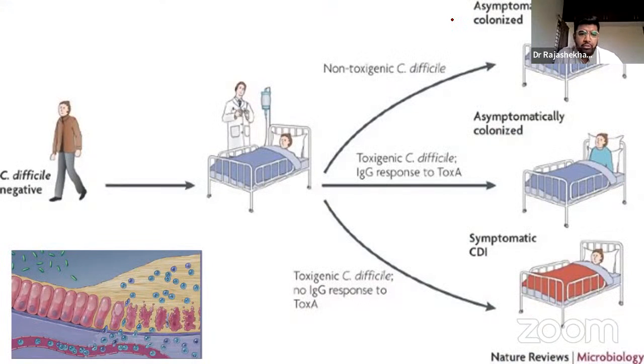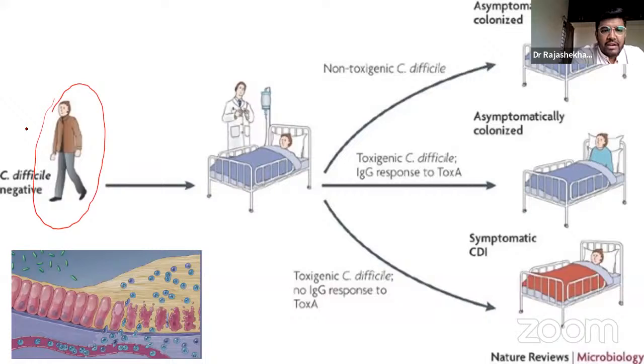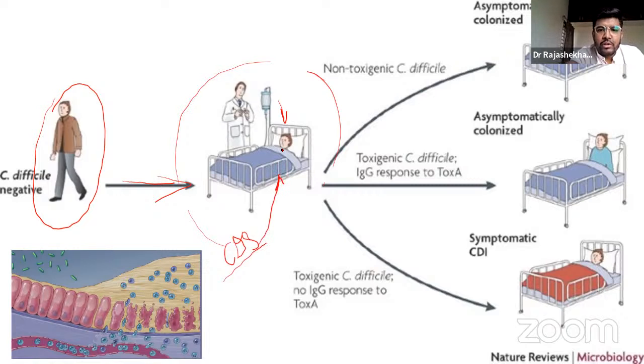So how does this infection get acquired in a patient? If a Clostridium difficile negative patient gets admitted for some other disease and is receiving some antibiotics, and if the hospital environment has Clostridium difficile spores, there is a very high chance of this patient getting infected. The infection the patient has acquired can be due to non-toxigenic Clostridium difficile.